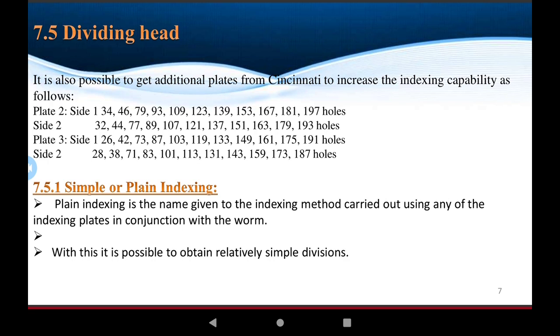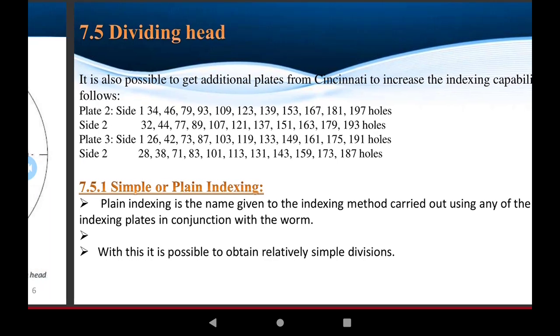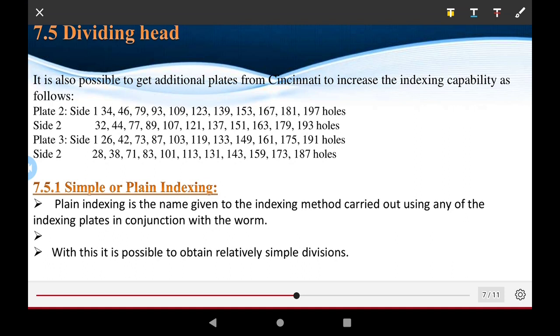Okay, some of the holes increase of the machines and the wheels is also for the correct balancing of the machines. Okay, and plate two side 134, 46, 79 and 93, 109, 123, 139, 153. This is the hole increase for the tools. This is the holes increase for the holes.